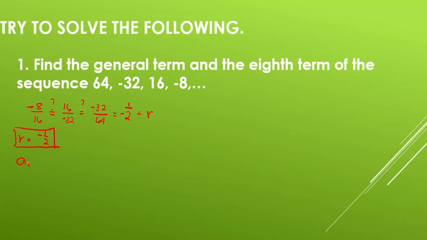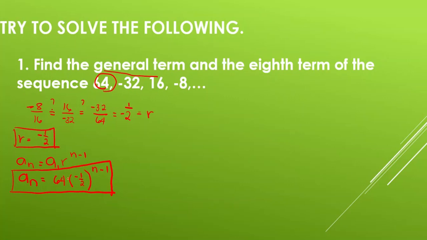So following the pattern for the geometric sequence, a sub n is equal to a sub 1 times r raised to n minus 1. Substituting the values, looking for the general term, a sub n is equal to, your first term here is 64, so 64 times your r, which is negative 1/2, raised to your n minus 1. So this is the general formula for the nth term of the geometric sequence given.